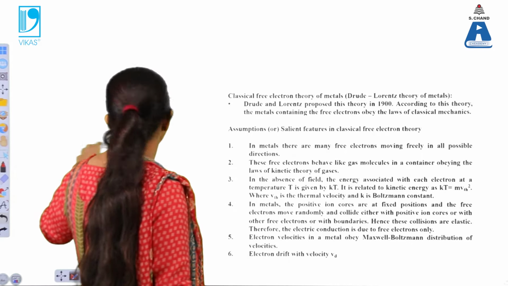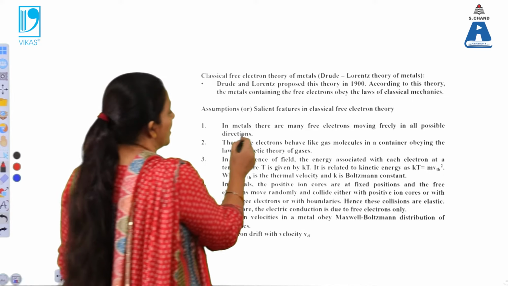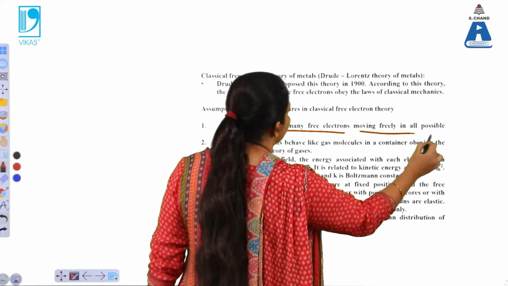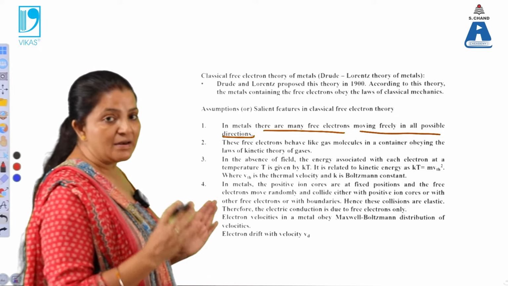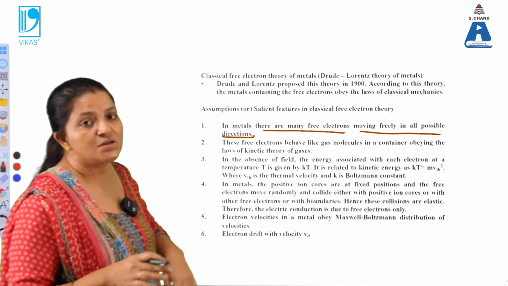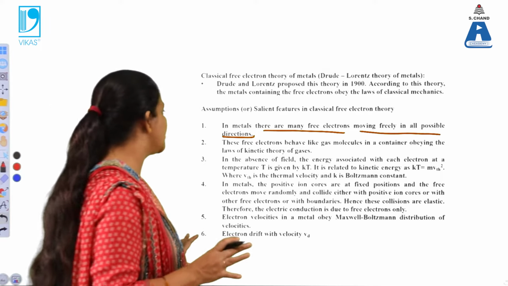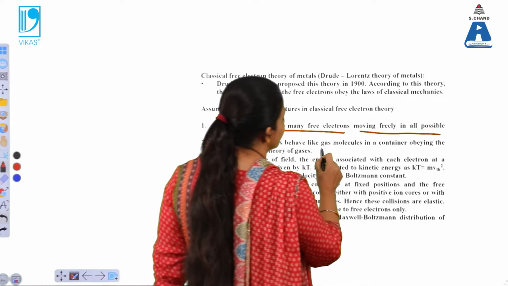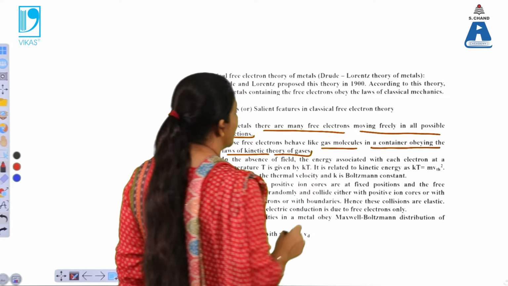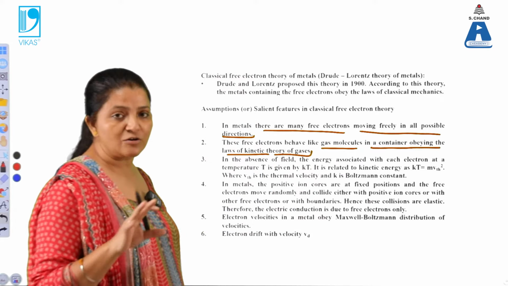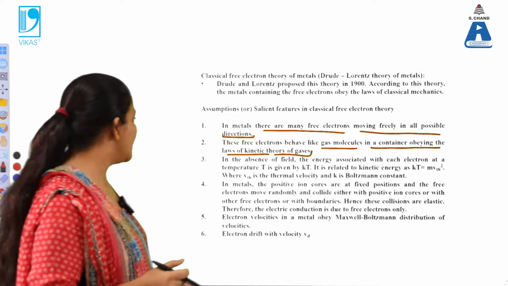So what are the basic assumptions behind this theory? The first assumption is that in a metal there are many free electrons moving freely in all possible directions. It is considered that in metals a large number of electrons are present and they are able to move in random directions. These electrons behave like gas molecules in a container which obey the laws of the kinetic theory of gases. Free electrons are the same as gas molecules because they can move anywhere in random directions.